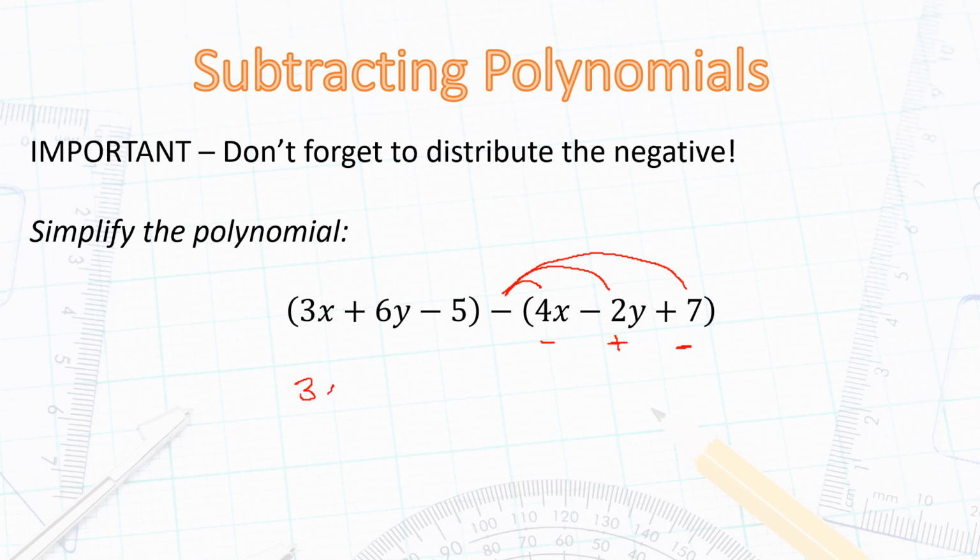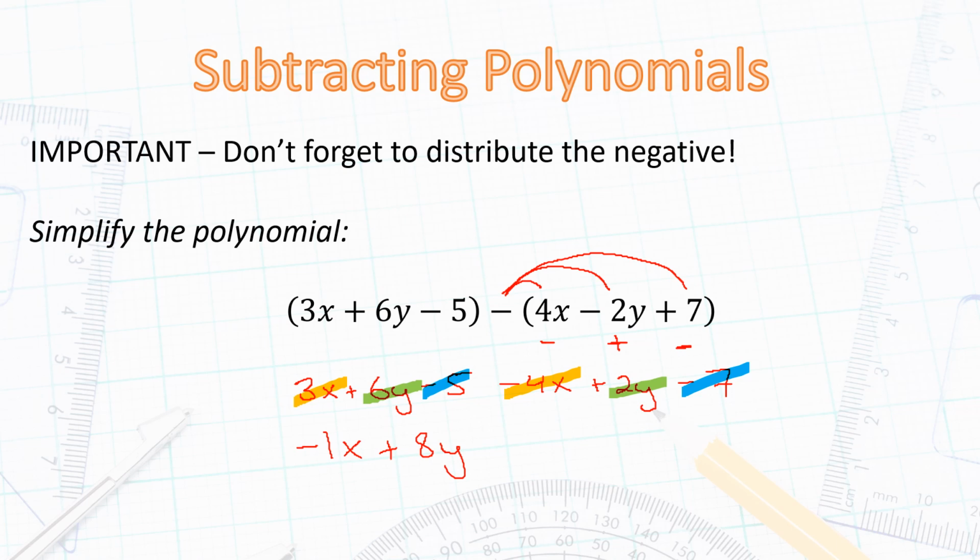Then write your terms out again: 3x plus 6y minus 5 minus 4x plus 2y minus 7. And then, like last time, get your highlighter out and give like terms the same highlighting, so 6y and 2y, and minus 5 and minus 7. Then 3x minus 4x is minus 1x, or minus x, 6y plus 2y is 8y, and minus 5 minus 7 is negative 12. Nothing to change on the order here, so we are done.